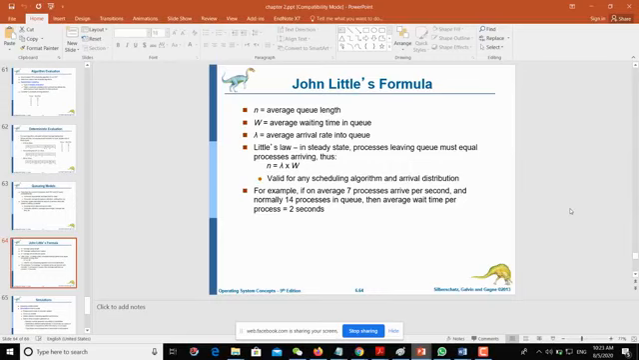Okay, so we were here. John Little's formula. There was a person named John Little, and he introduced a formula that is a part of queuing models. N means average queue length, and W is the average waiting time in queue, how much time a process takes to wait for the processor. Average queue length is how many processes can be accommodated in a queue. This is what we normally call N. And lambda is the average arrival rate in queue.